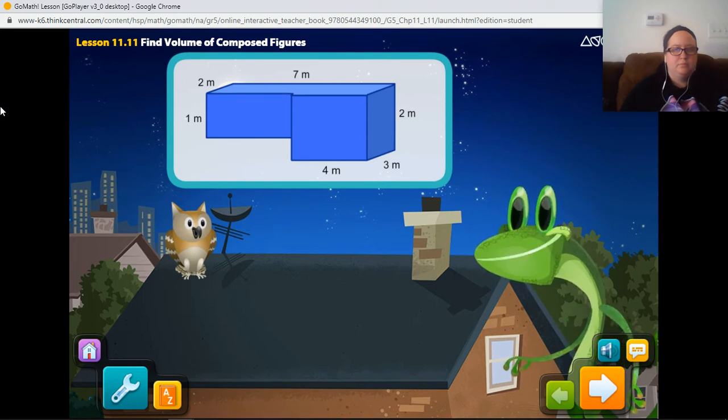Now that's a tough problem. But you know what? I see some three-dimensional figures that look familiar. It kind of looks like two rectangular prisms combined. Maybe that's a clue to finding the solutions. Let's take a look. Come on!